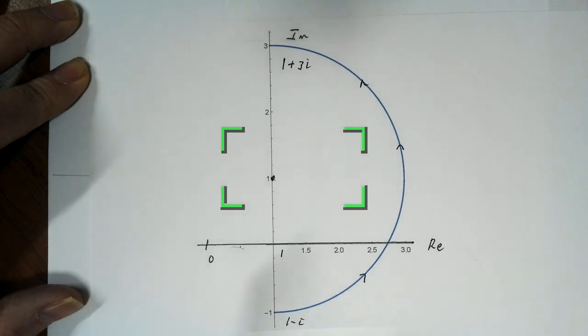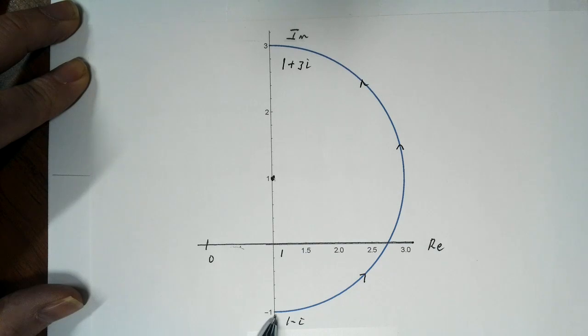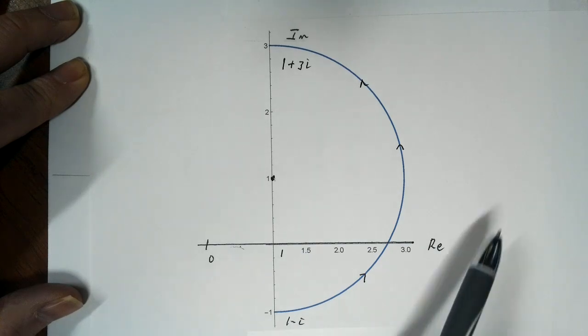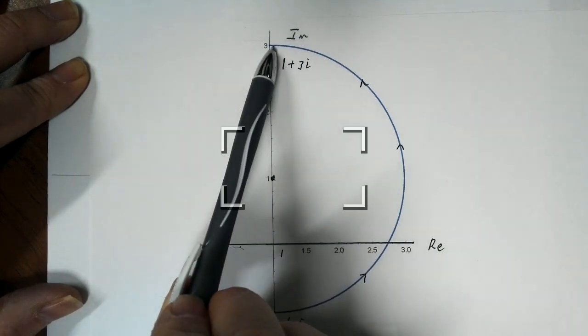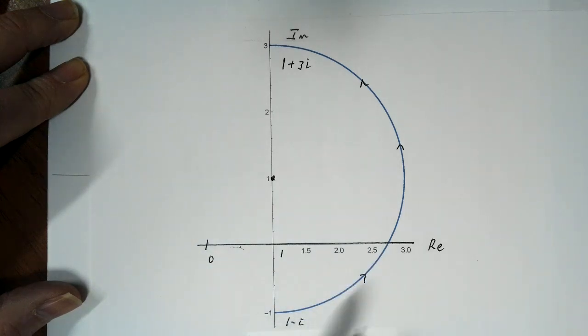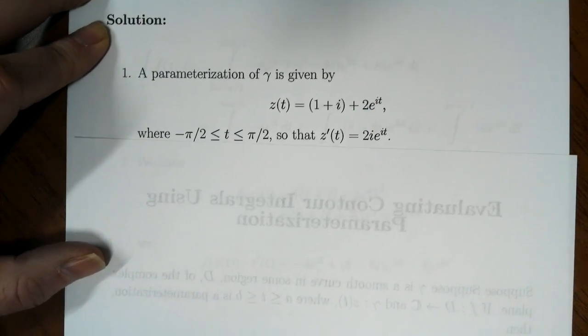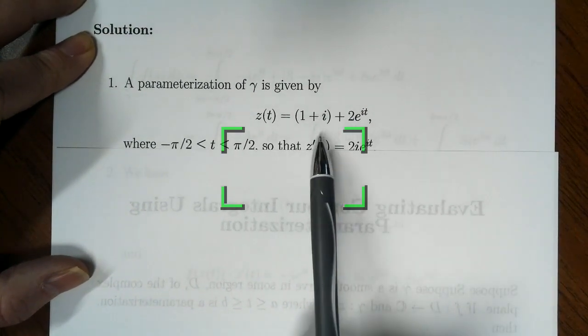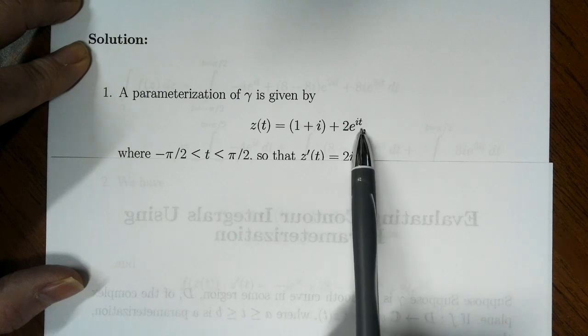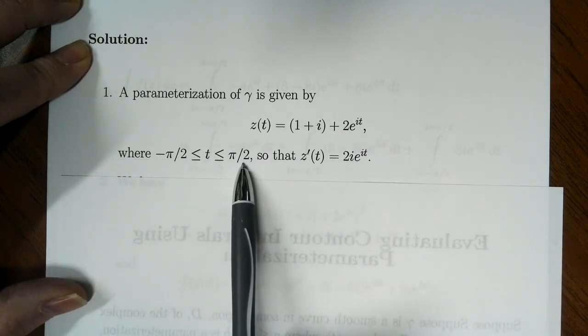We only want the circle going from this part up to this part. Down here, t is minus pi over 2, and up here, t is pi over 2. We don't say 3 pi over 2 because we want to go from negative pi over 2 to pi over 2. We want to go from a smaller value of t to a larger value of t. So that's our parameterization, 1 plus i plus 2 e to the it, where t varies between minus pi over 2 and pi over 2.